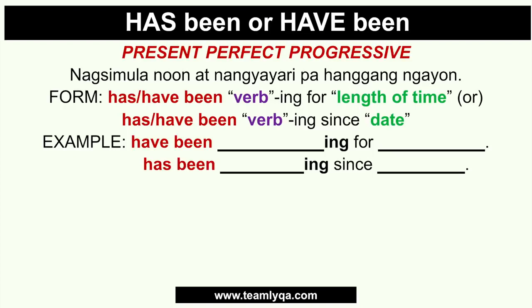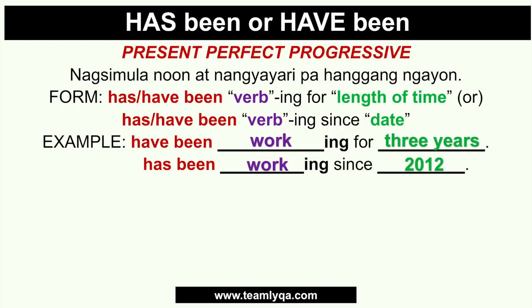So, kunyari, gamitin natin yung verb na working. So, have been working, and then for, add a length of time, which would be 3 years. Or itong second form niya, which is has been, and then let's just put work, has been working, since, and then let's put a date, so 2012.